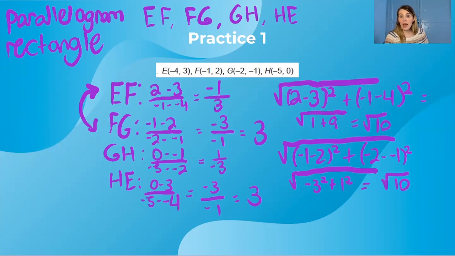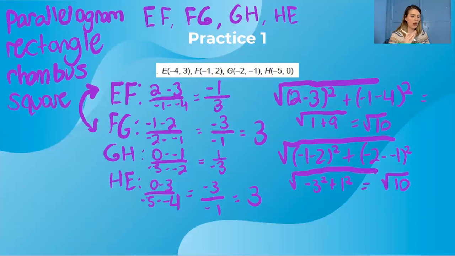So my 2 sides also have equal lengths. Therefore, this is all 4 shapes. It's a rhombus, a rectangle, and a square. Rhombus, rectangle, square, parallelogram. Since they have the same slopes, the slopes are opposite perpendiculars, and the 2 consecutive sides are the same length, it falls in the category of a parallelogram, rectangle, rhombus, square.